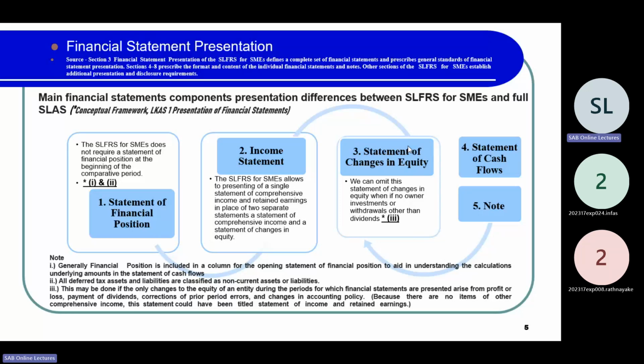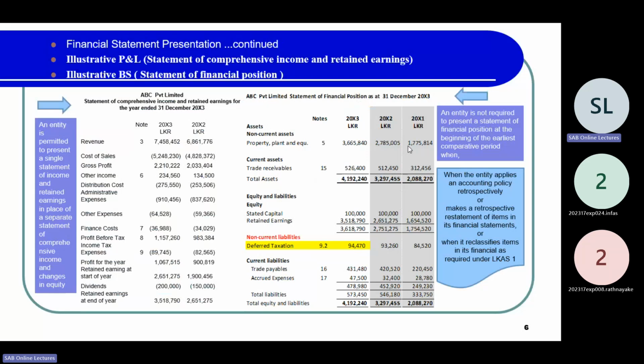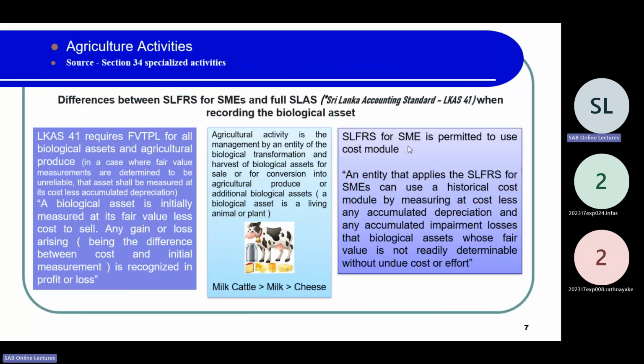Then if we see the highlighted area, this is a sample financial statement. This is what I told you: the single statement of comprehensive income and retained earnings. This is the balance sheet.